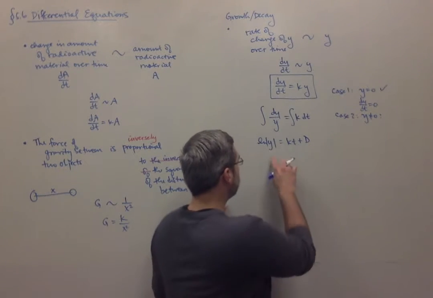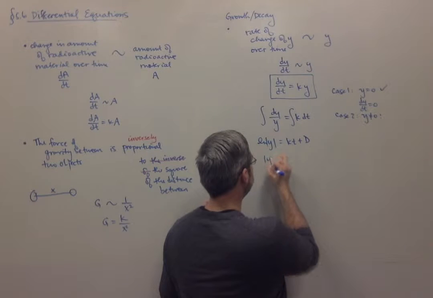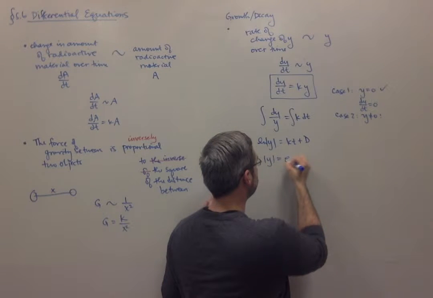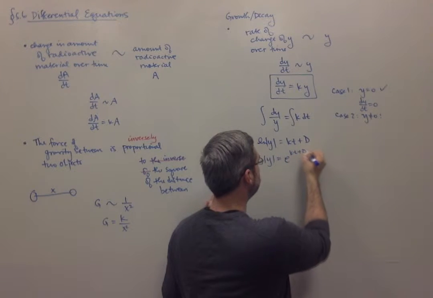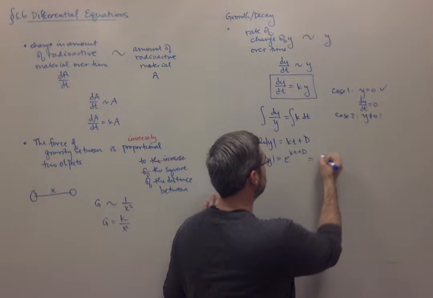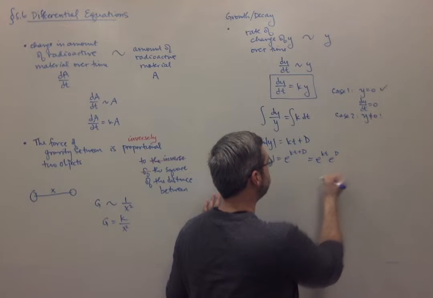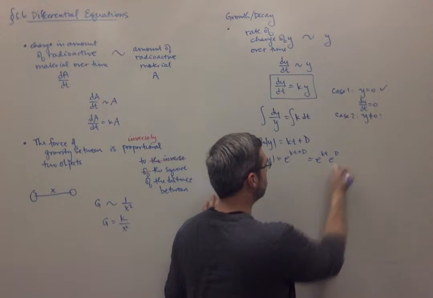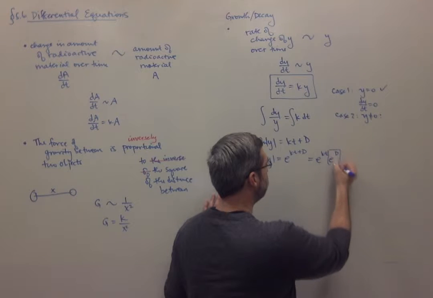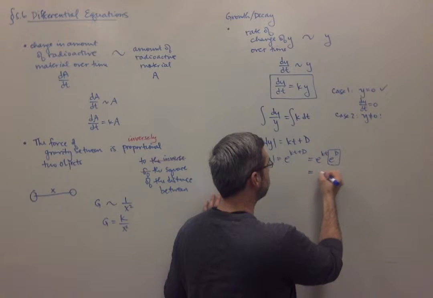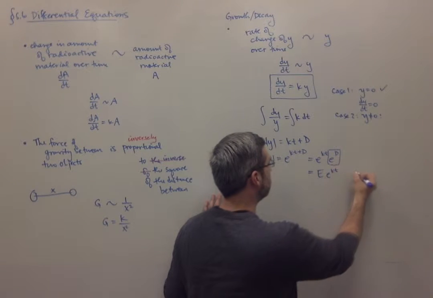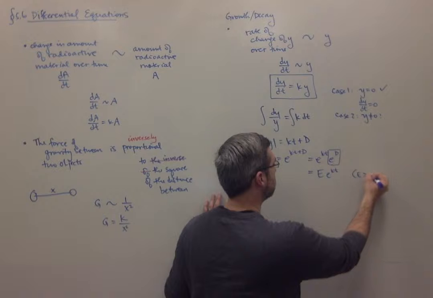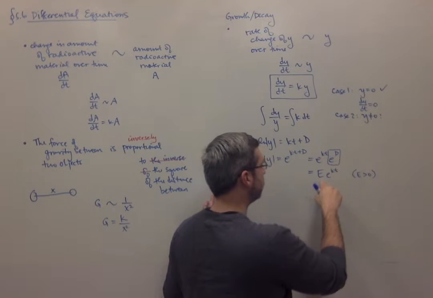Now let's solve for y, so we're going to take e to both sides, and that'll get rid of the natural log over there. We get e to the kt plus d, which is e to the kt times e to the d, where d is any number. So e to the d, we're going to give that another name. Let's call that capital E. Okay, e to any number is any positive number.